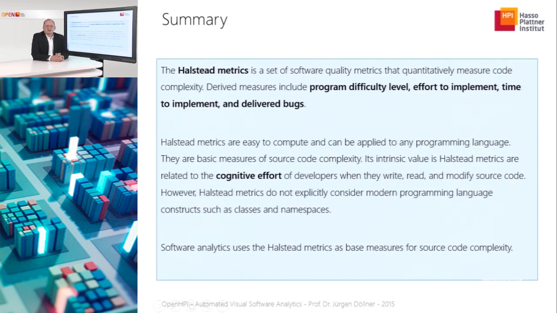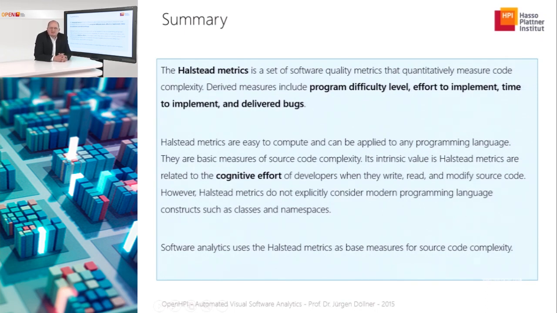Let's summarize this interesting and very important software complexity metric set. The Halstead metrics is a set of software quality metrics that quantitatively measure code complexity. Derived measures include program difficulty level, effort to implement, time to implement, and delivered bugs. Halstead metrics are easy to compute and can be applied to almost any program language.